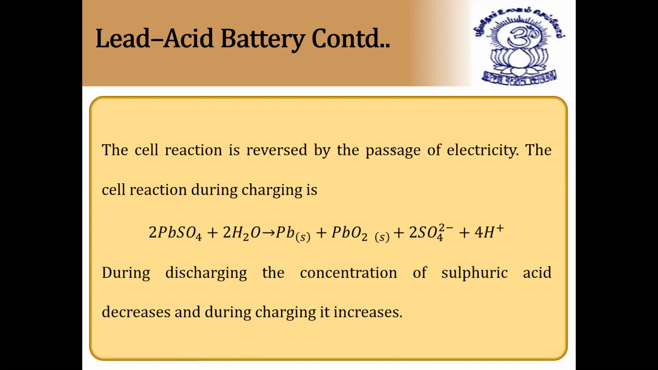So during discharging, the concentration of sulfuric acid decreases, and during charging, it increases. I hope it is clear. So they write any of these two equations in the examination. Which of the following represents the cell reaction in a lead storage battery during charging, or when the cell is in use, or when the cell is not in use? Charging means not in use. Discharging means the cell is in use. So definitely they'll ask this question in the examination.